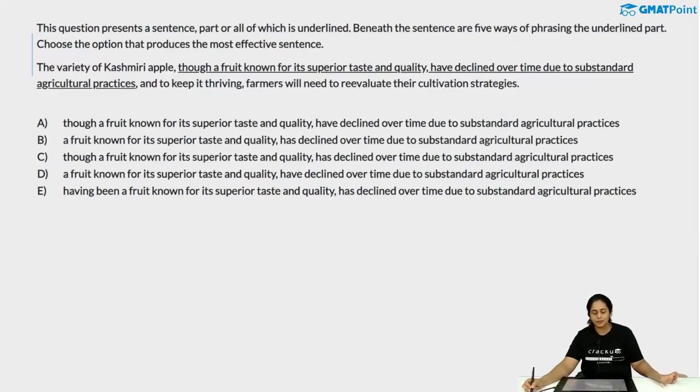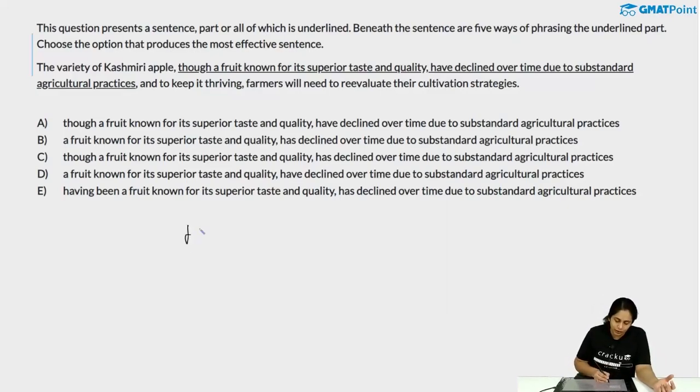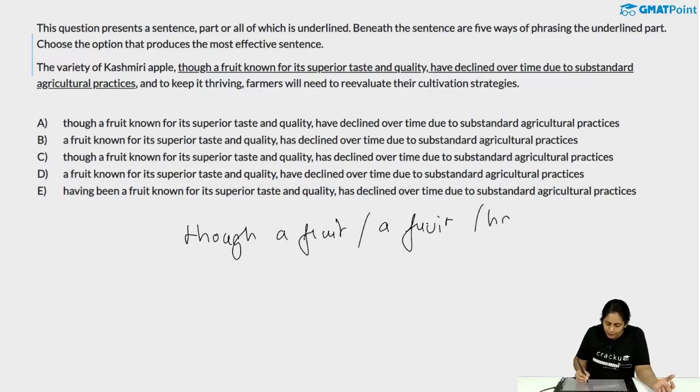So part of the sentence is given and different ways of phrasing that part are given. So let us try to use the method of splitting, to see which split is correct. There is one split that I can see immediately, that is, though a fruit, that form of phrasing, or just a fruit, or having been a fruit.